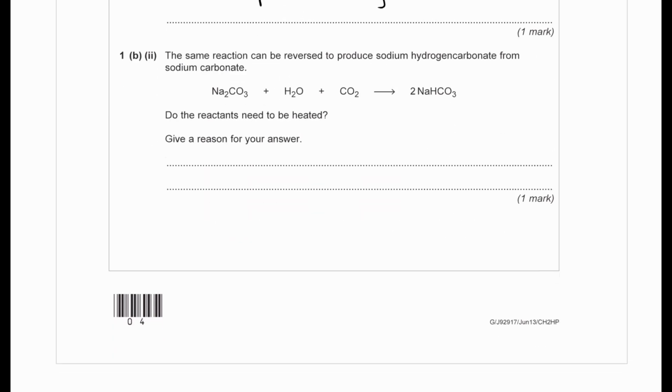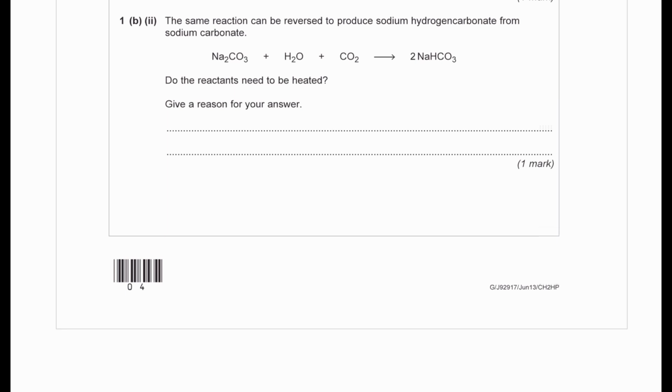So, B part 2. It says the same reaction can be reversed to produce sodium hydrogen carbonate from sodium carbonate. So it's the same thing the other way round. Now, this is actually quite a tricky question because it says, do the reactants need to be heated, and give a reason for your answer. Now, if you have a look at the mark scheme, it's only a 1 mark question. You could have got the 1 mark for saying yes or for saying no, right? And that sounds a bit weird.